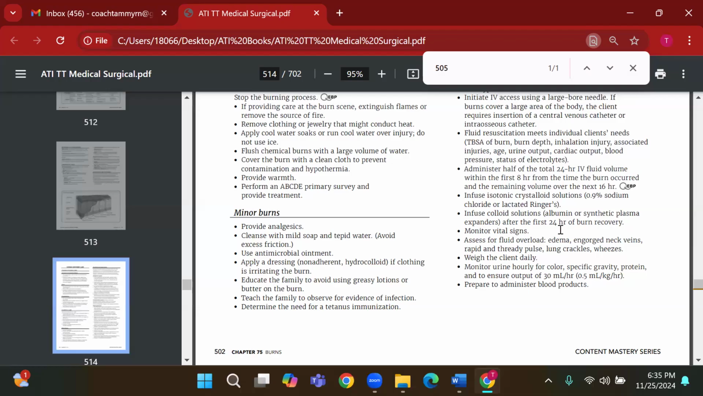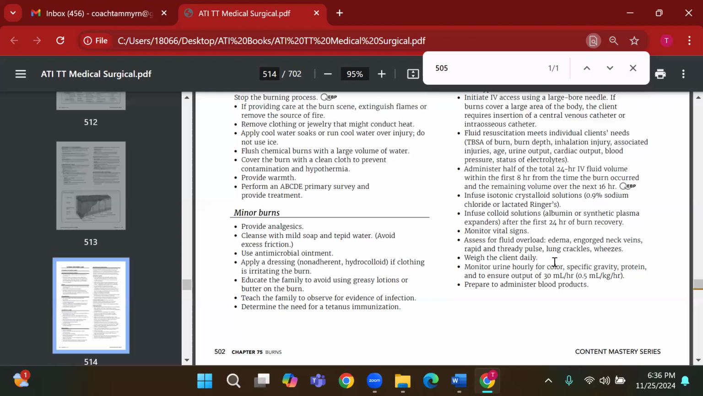So we're going to monitor vital signs, obviously, but look, we got to watch for fluid overload, right? And it says, what are the signs and symptoms of fluid overload? Obviously, edema, neck vein distension, bounding pulse, lung crackles, those kind of things. Weighing the client daily is going to be important because this is a fluid issue. We got to look at fluids. And remember, 2.2 pounds is 1 liter of fluid. That goes all the way back to another test you had.